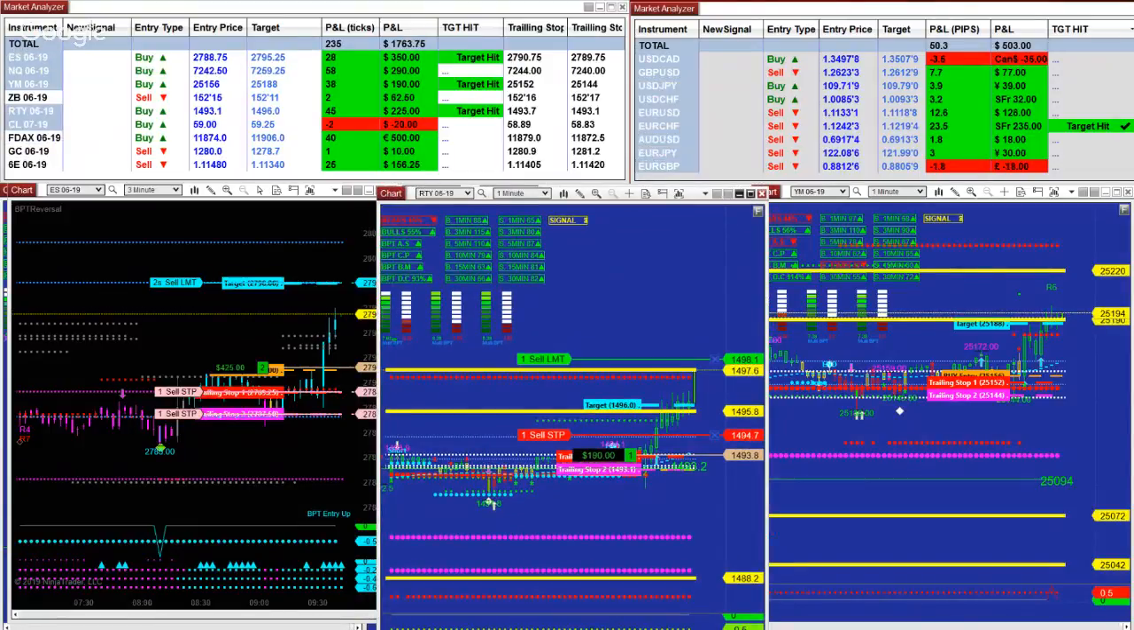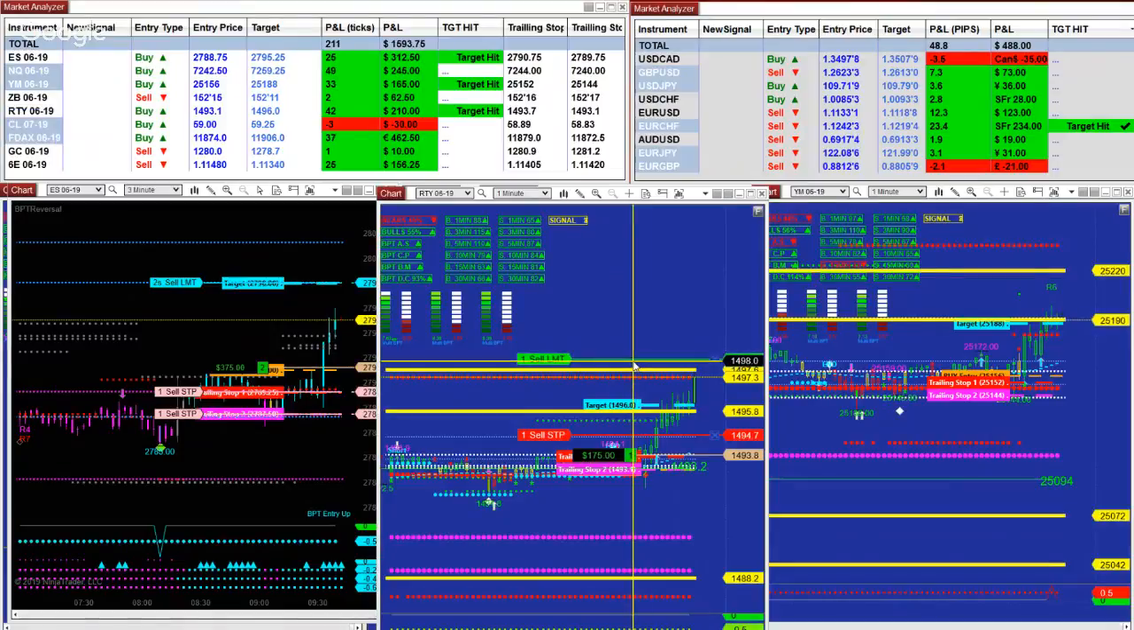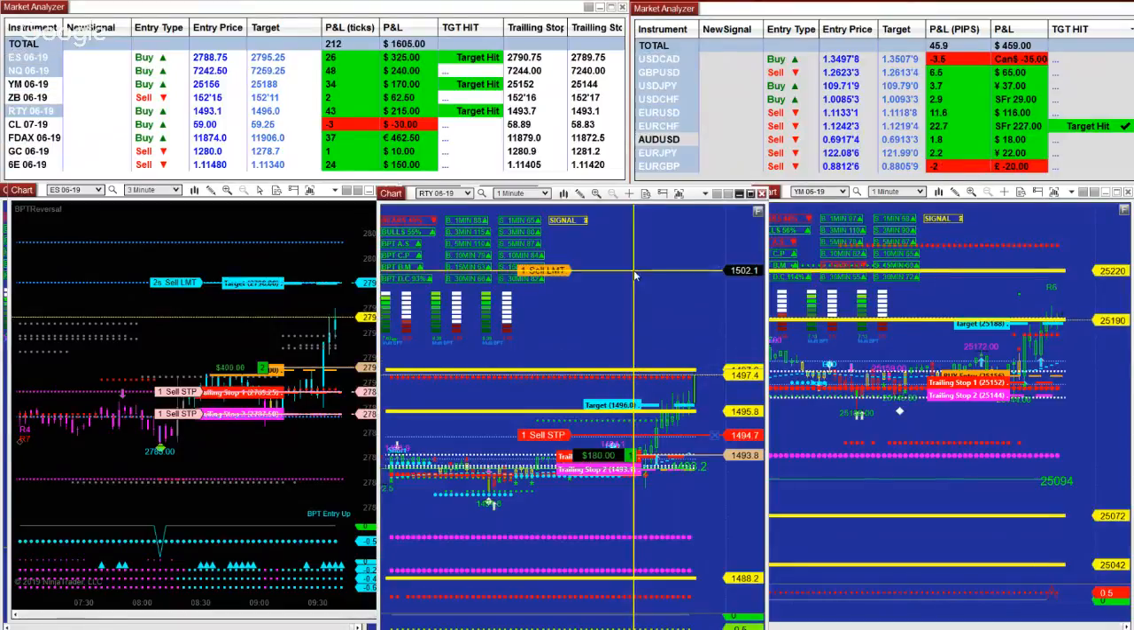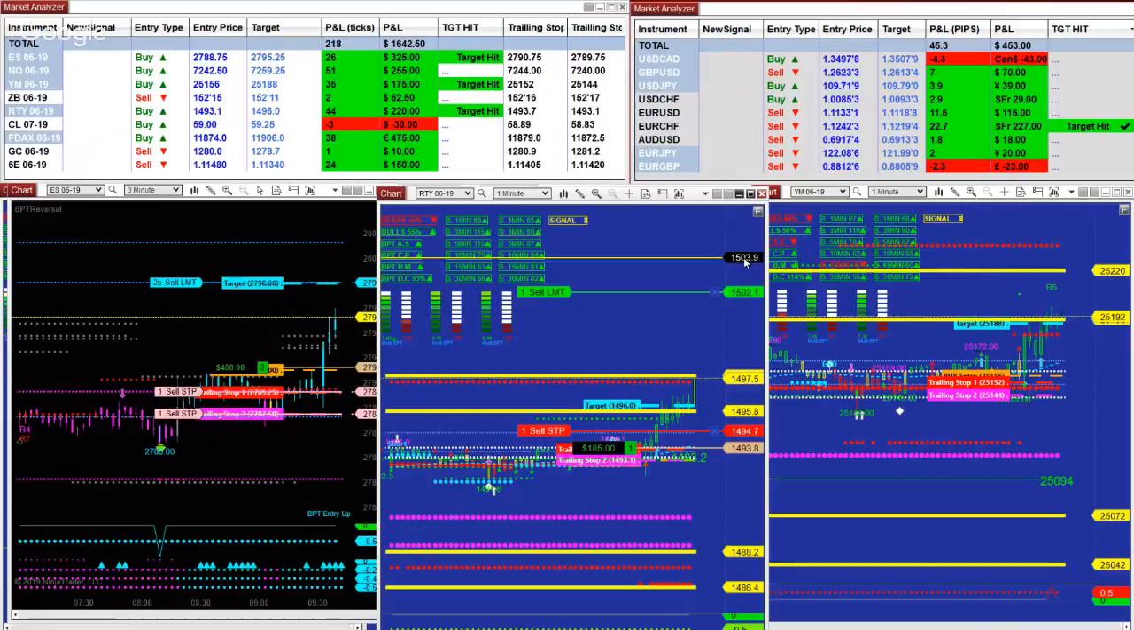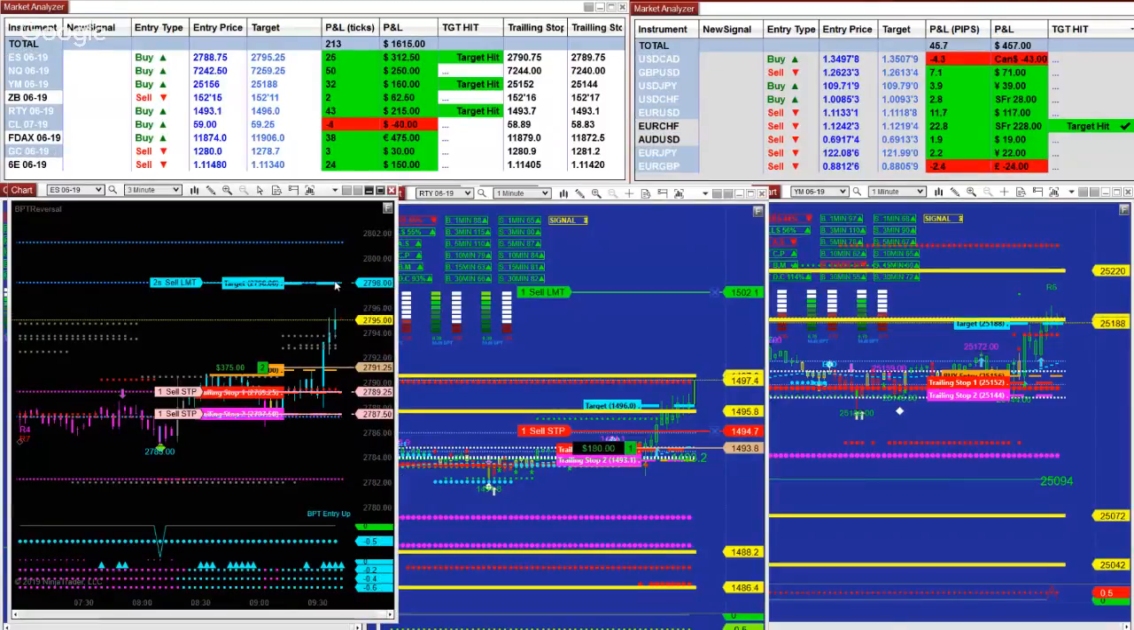So it is very simple, straightforward, 100% transparent, and what you see is what you get. And what I like about the ATM, I personally like the ATM because I can extend my target, or I can move my trailing stop, or I can manage it, whereas on a full automated, I cannot extend my target. If you do that, it goes back because it is full automated.